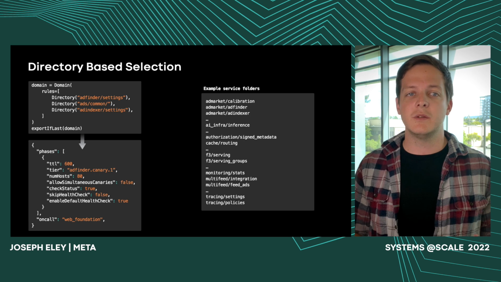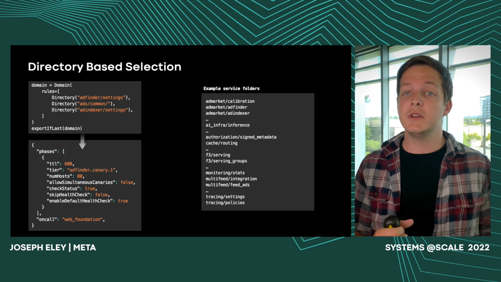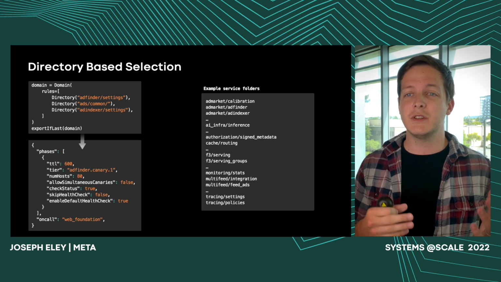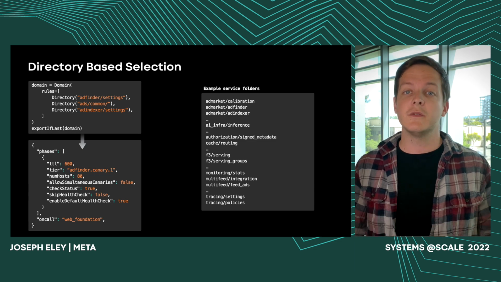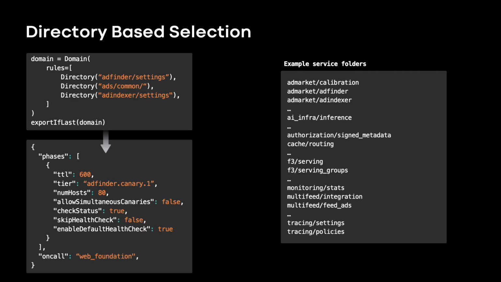So now that we understand why reliability is important, I'll talk a little bit about the journey that we've had for config safety. And the first stab that Meta had with trying to improve config reliability is this thing called directory-based selection.